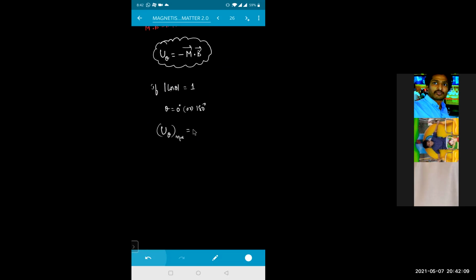That will be equal to how much for me, beta? M dot B, that is M into B minus M into B. Clear? Yes, sir. When will it be minimum, beta? When theta is 90 degrees. Yes, sir. I hope you got an idea how to calculate this one.